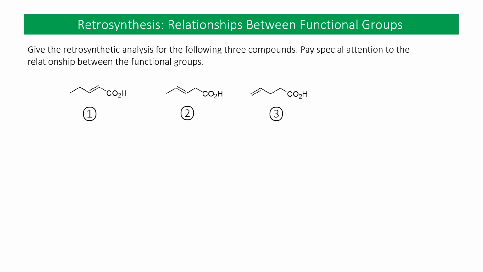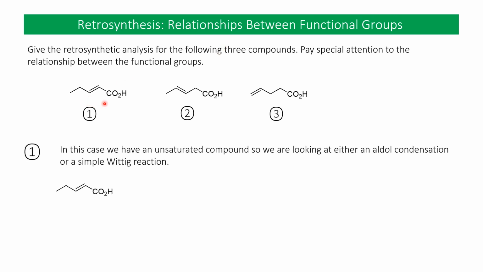Let's get the retrosynthetic analysis for the following three compounds. We're going to pay special attention to the relationship between the functional groups. Note, for the one on the left here, we have unsaturation between the alpha and the beta carbon. Now, we are looking at either an aldol condensation or a simple Wittig.